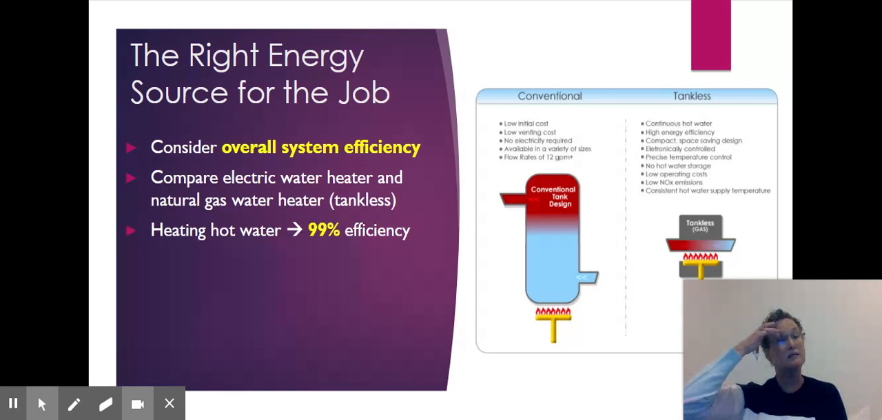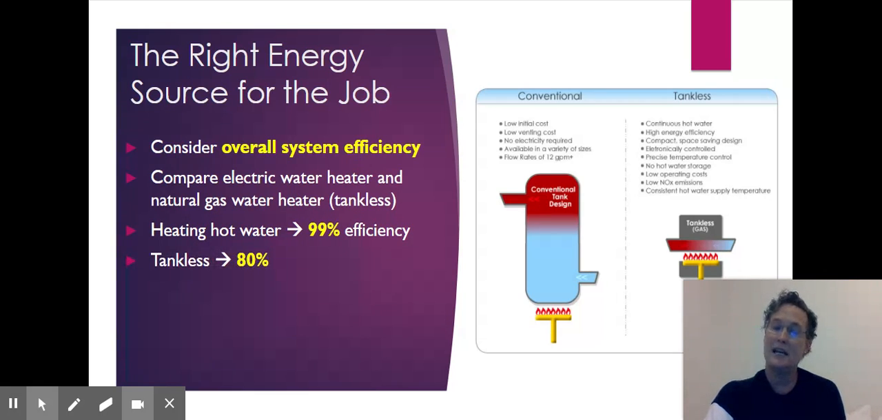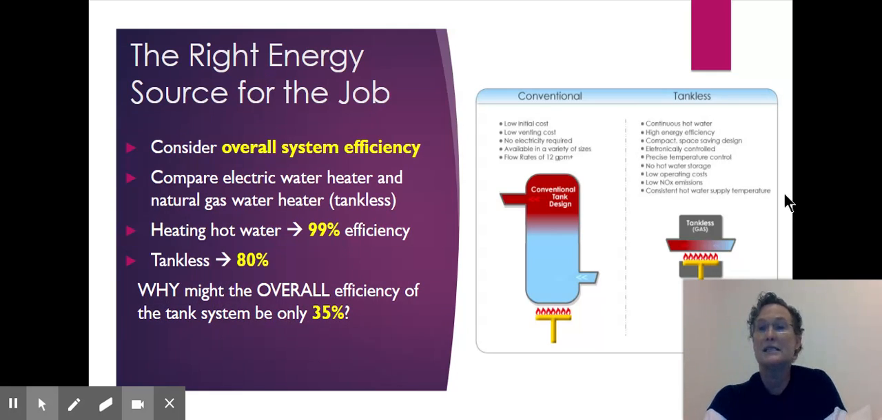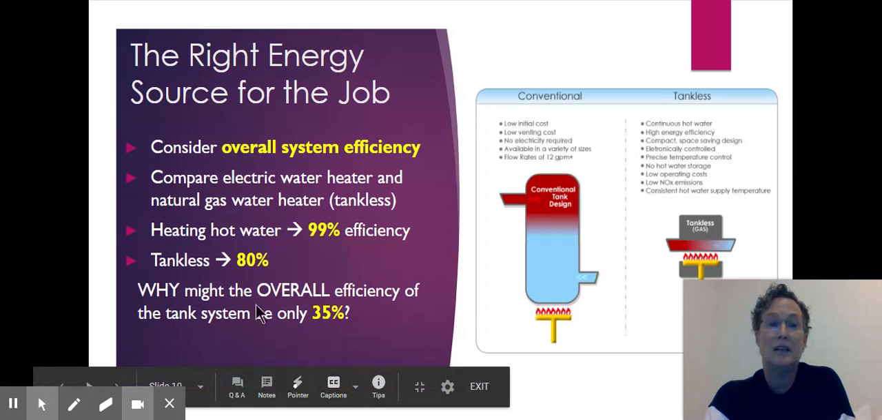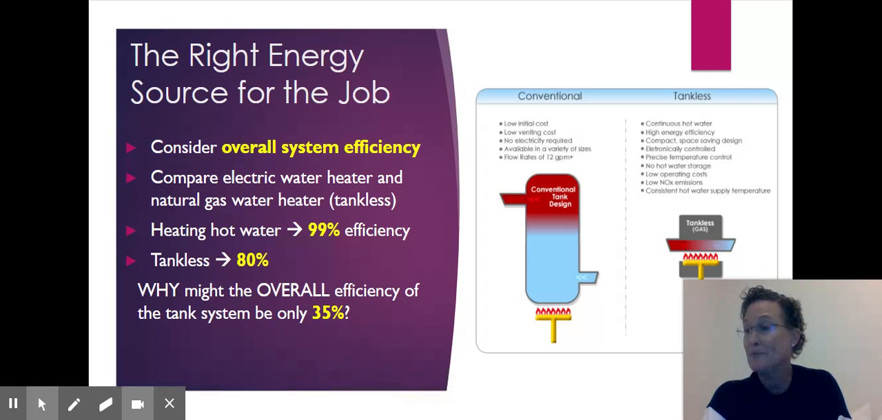Okay, so heating water is 99% efficiency, and tankless is 80% efficiency. If you read through these two and compare them, you'll see that sometimes the overall efficiency of the tank system could be only 35%. If you consider where the electricity is coming from, why might the overall efficiency end up being 35%? The answer is that the electricity could come from a coal-fired power plant, so it's much less efficient.